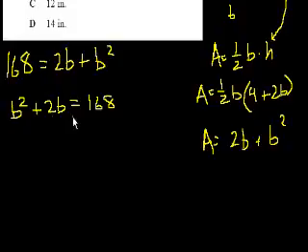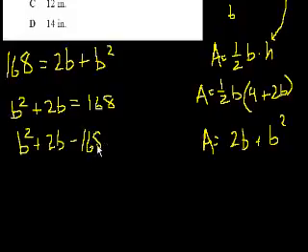We could subtract 168 from both sides. You get b squared plus 2b minus 168 is equal to 0. 168 is a bit of a strange number, and I don't know exactly which numbers go into 168. Let's see, 4 isn't going to work. Let's see, 12 goes into 168. Yeah, 12 goes into 168, and I think it goes into it 14 times.